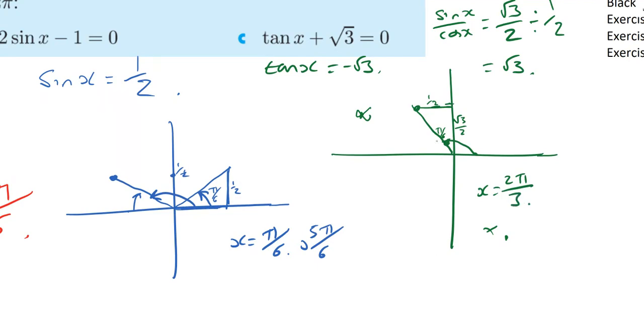Now, as it repeats every 180 or every pi, we can get our second solution in the fourth quadrant by just adding pi to that. So we can say we've got another one here at 5 pi over 3 as well, right? So those are going to be our solutions for that particular question.